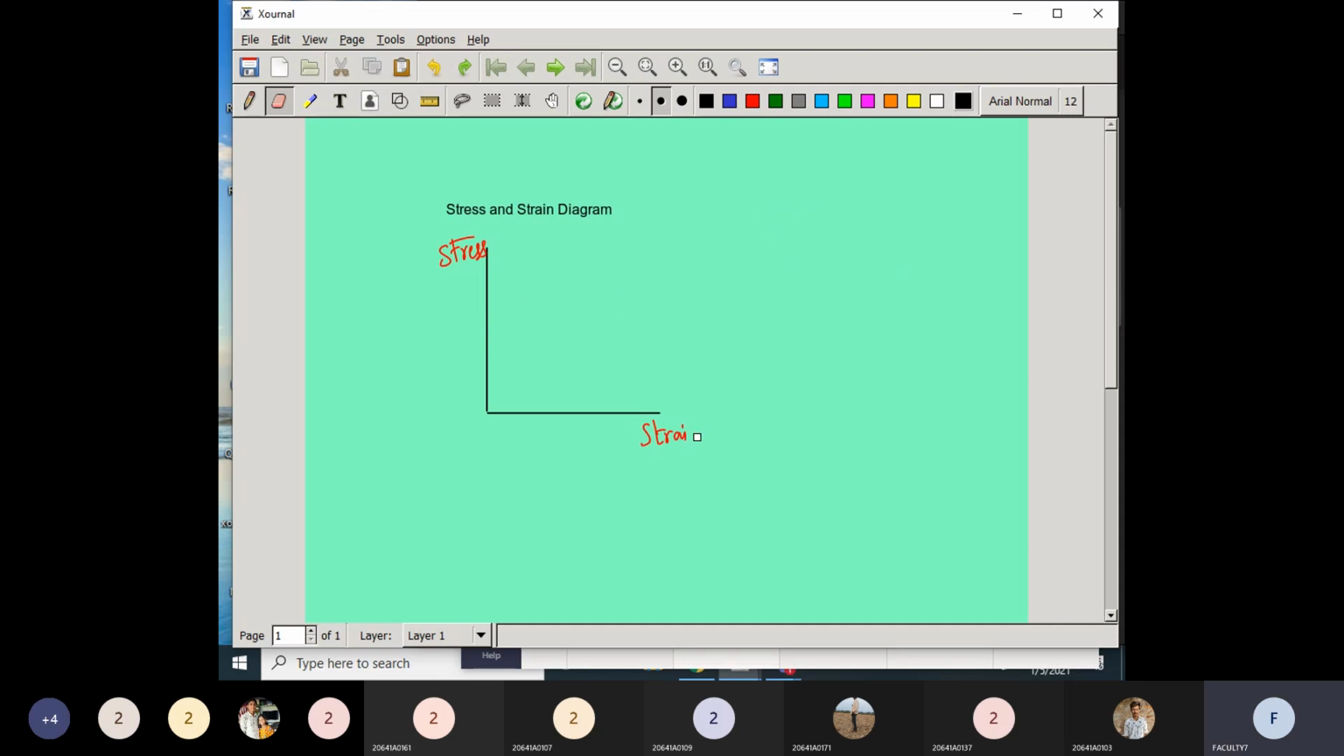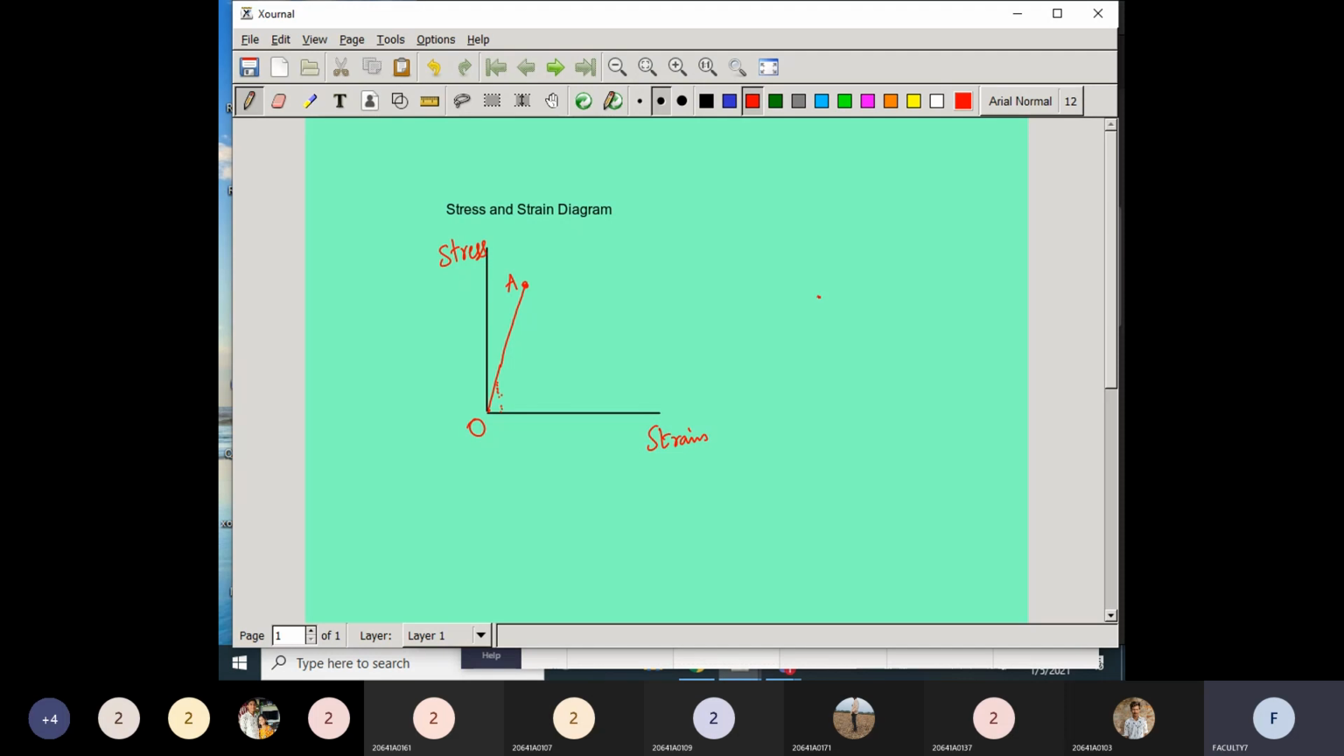Now let us see. Here we are going to take the strain. If I start with the origin here, the material, here we are applying the force. The corresponding strain will be plotted on the x-axis. Here the stress is increasing and strain is also increasing. So up to, let us make this point A.